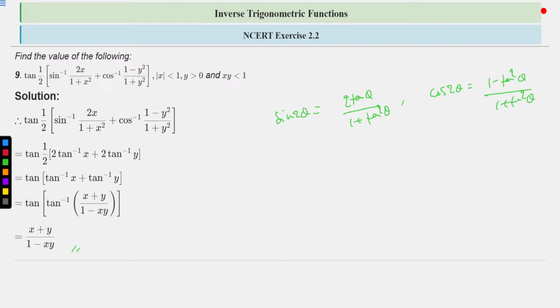So in the first expression, we have put x as tan theta. So you will get sin inverse of 2 tan theta upon 1 plus tan square theta, which is sin inverse sin 2 theta. Similarly, here you will put y as tan phi. So 1 minus tan square phi upon 1 plus tan square phi will be cos 2 phi, so cos inverse cos 2 phi you will write as 2 phi. Clear? And you will write theta and phi in terms of x and y. After that, you can write 2 tan inverse x plus 2 tan inverse y, and it will be simplified further.